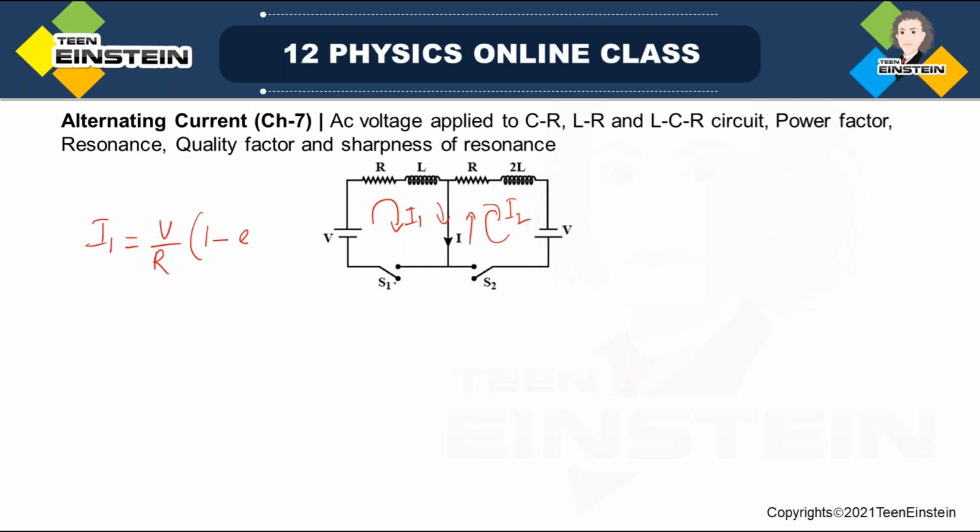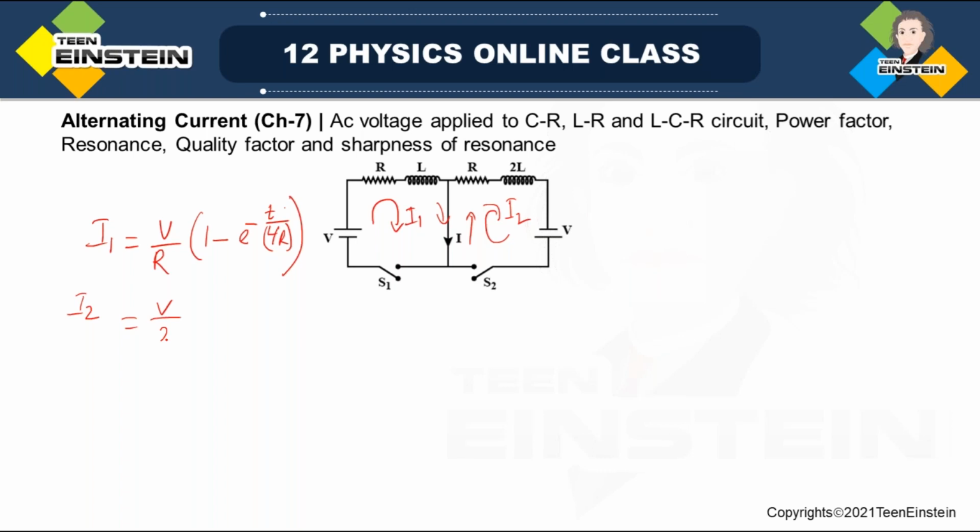Okay, this is charging when it is suddenly switched on, both of them are switched on. So this will actually be minus e to the power t divided by L by R. L by R, this term is actually the time constant. Similarly, in this there is L, and here there is 2L.